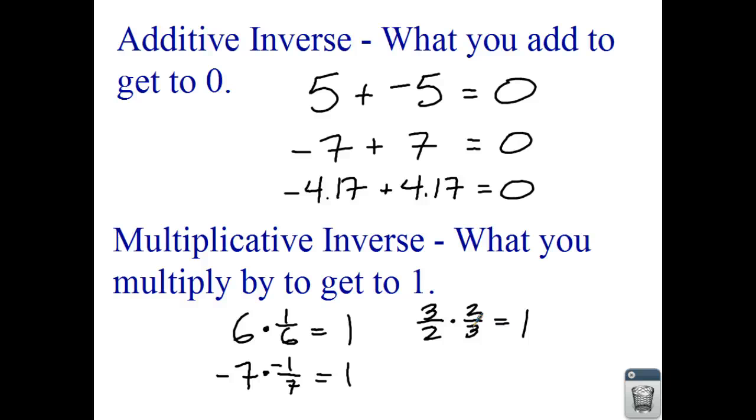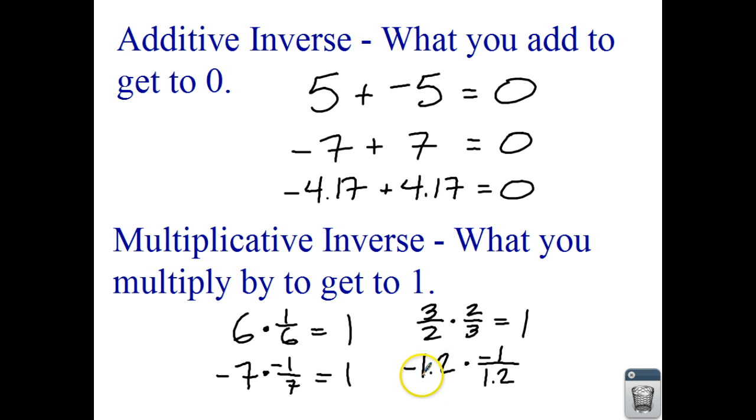Let's take a look at another one. What about -1.2? What would be my multiplicative inverse there? Again, what I can do is I can just multiply by -1/1.2. Okay, we could turn this into a fraction if we want, divided by that way.